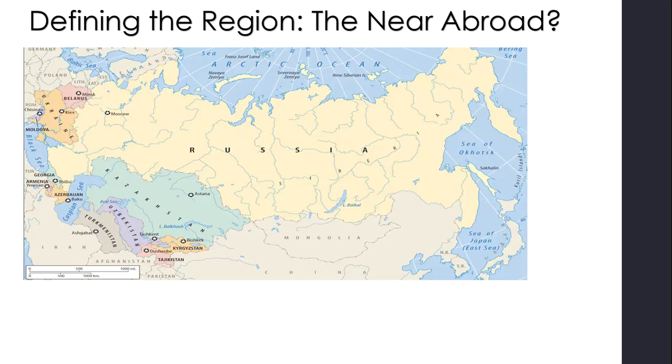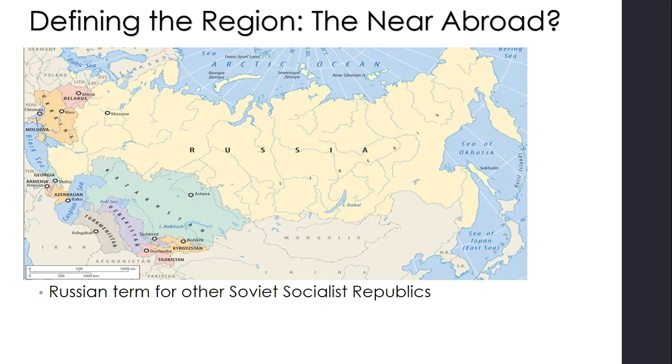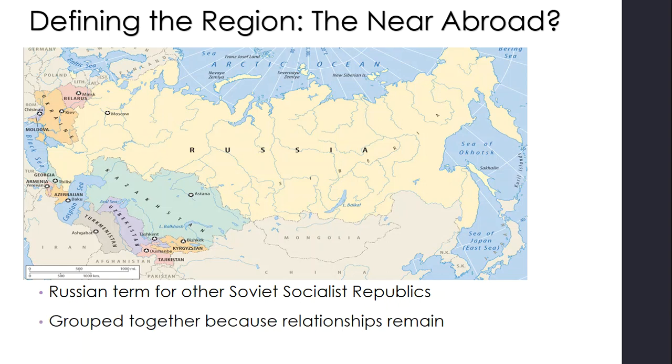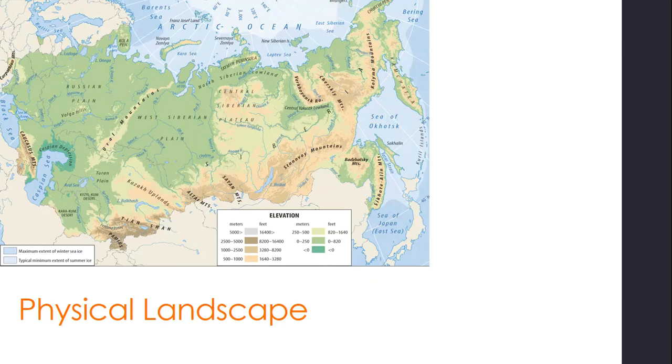And so what do we mean by the near abroad? Most of us know what we mean by Russia. It is the Russian term for other Soviet socialist republics. So we're looking at areas that were formerly part of the USSR before its collapse. It's grouped together because they still have very strong relationships with one another from this time when they were all part of the same country. This excludes the Baltic states, which are considered more European, and so we talked about those in Europe.